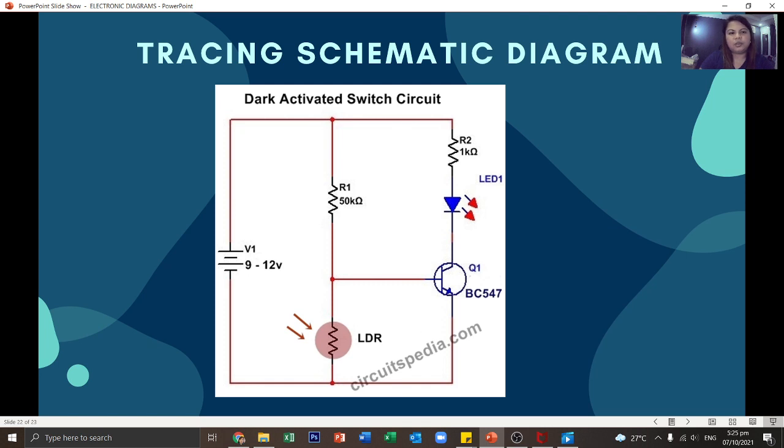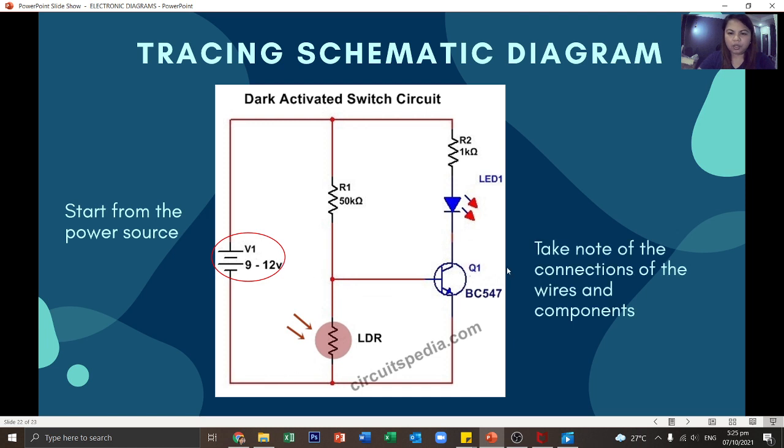So for example, we use again this schematic diagram for the dark activated switch circuit. So what do we do? We start from the power source. So this one, we have a 9 to 12 volts battery. Then take note of the connections of the wires and components. So which wires are connected or not? We have the node here, and here and here. So meaning these two lines are connected, these are connected as well as these lines.